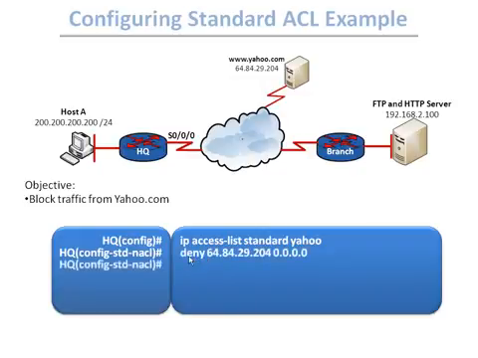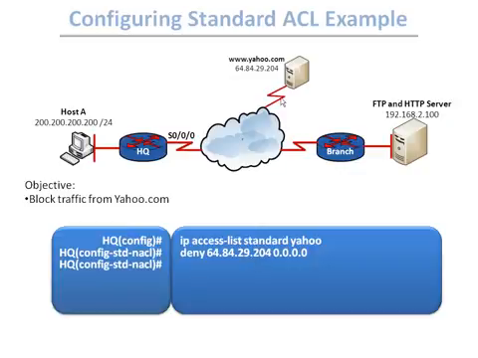So what you can do is just type deny 64.84.29.204, which is the IP address of Yahoo, and then the wildcard mask of 0.0.0.0. Also remember that I can substitute the 0.0.0.0 wildcard mask with the keyword host in front of the IP address, and it will do exactly the same thing.